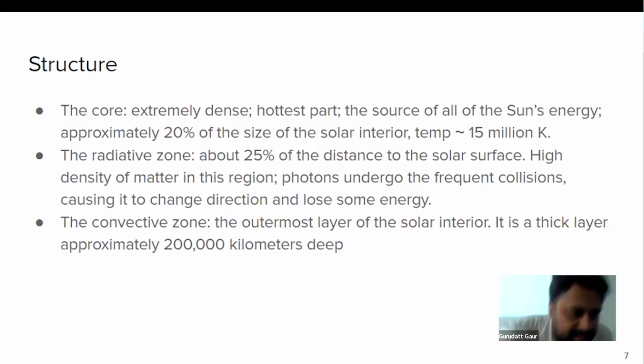Right. So these are the three layers. And this is a very big layer. It's 2 lakh kilometers deep. Right? Sun is really a giant star. Compared to other stars, it could be ordinary, but it is really a giant star for tiny people like us.